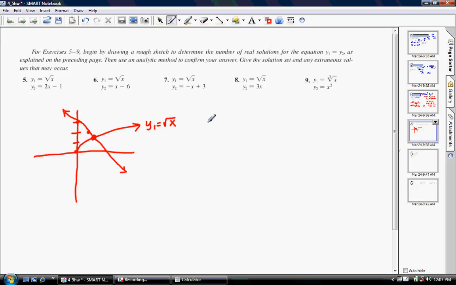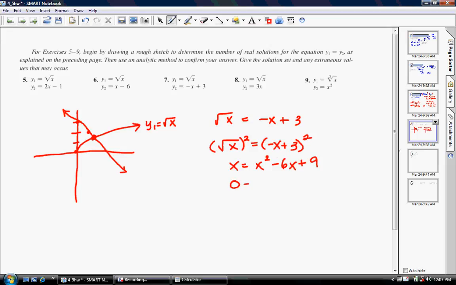So to do it analytically, we would have to say is the square root of x equal to negative x plus 3. And since the radical is isolated, we can square both sides. So we would get x is equal to, when we square the negative x, we get an x squared. Doubling the product gives us minus 6x plus 9. So setting that to 0, we get 0 equals x squared minus 7x plus 9. Unfortunately, this equation does not factor, so I've got to use the quadratic formula.